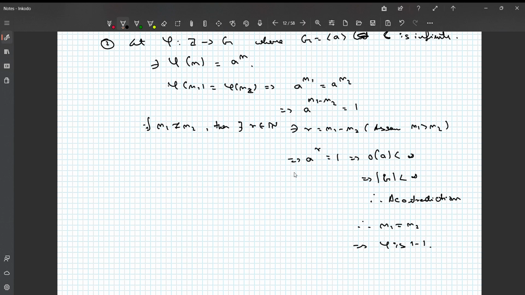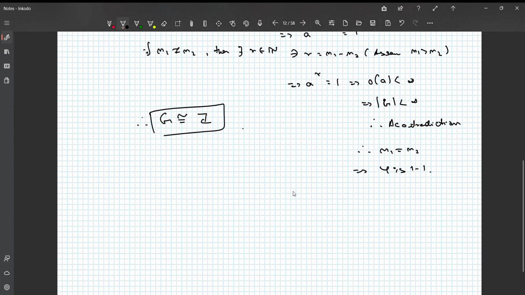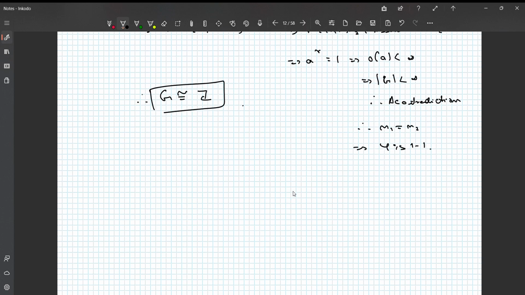Right? So phi is 1-1, phi is onto, and phi is a homomorphism. Therefore G is isomorphic to Z. Now one important property to notice here is that in part 1 of the proof, we chose the function from Z mod nZ to G. In this case, we chose the function from G to Z. And in both cases, we establish an isomorphism.